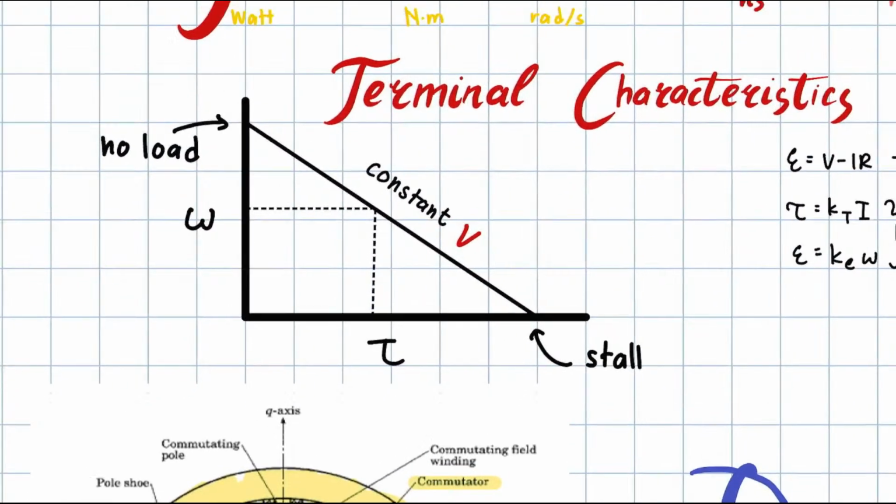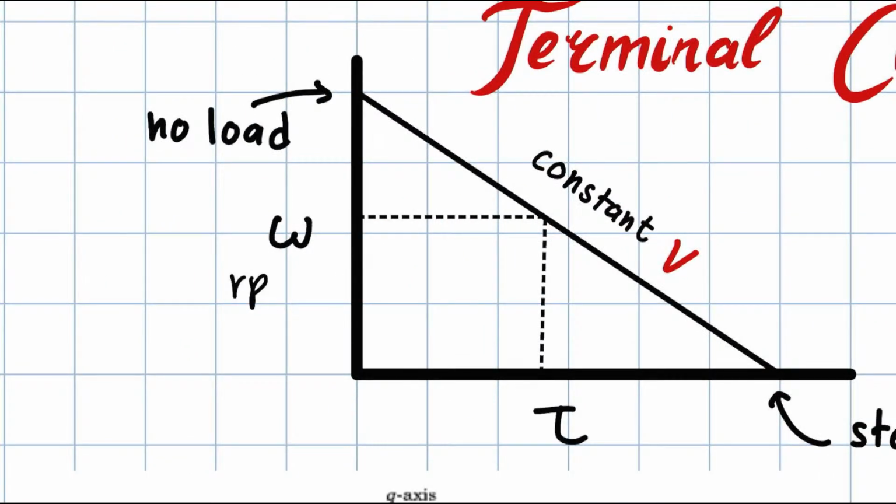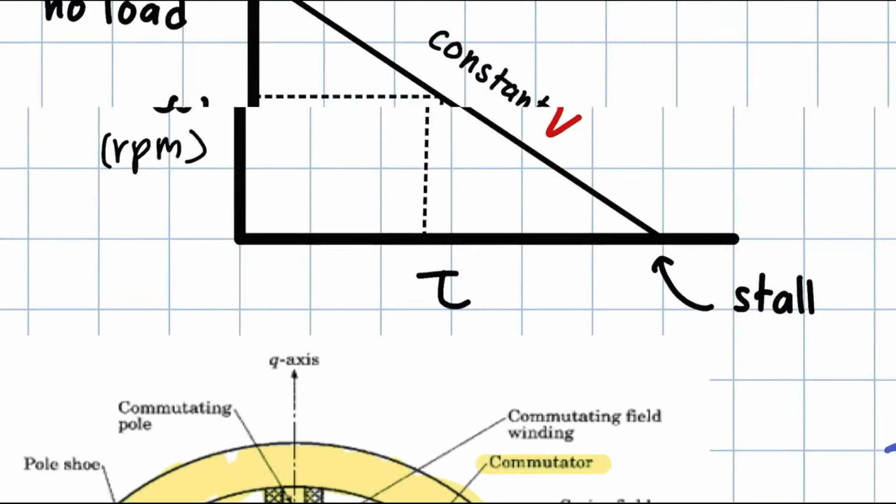Okay. So what does this graph say? This graph is angular velocity against torque. So how much torque the motor can give at a certain RPM. That's how people usually say it. This is RPM. Torque is in Newton meters.